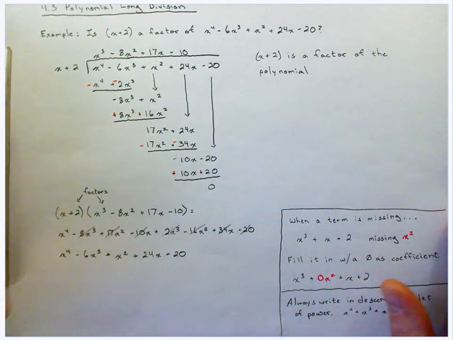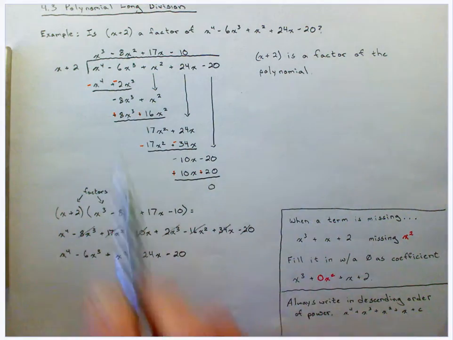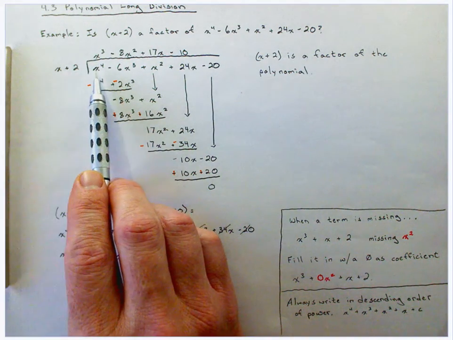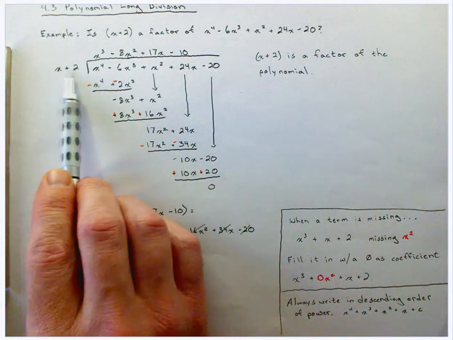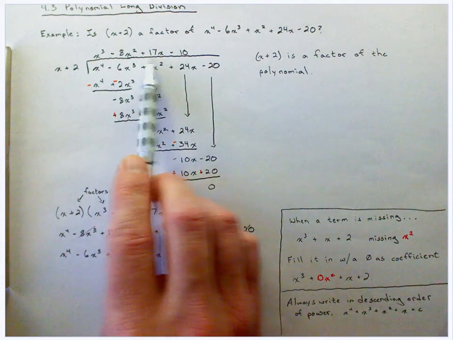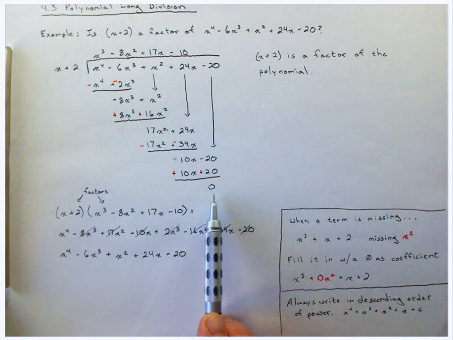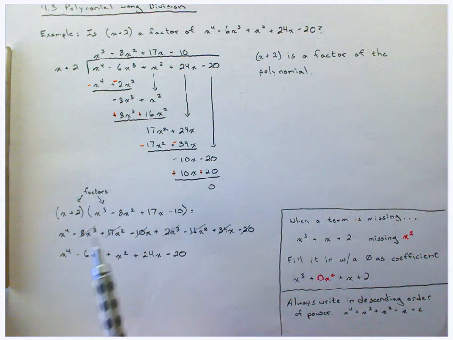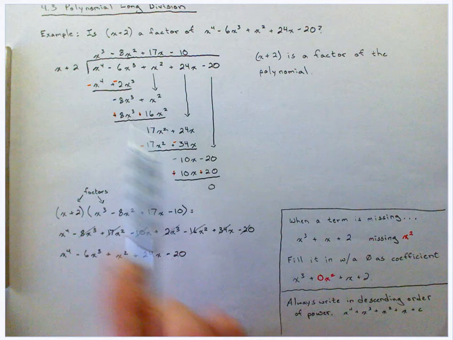Here is the polynomial in question, and I have x plus 2 as one of my factors. This is my polynomial. It is the dividend. This is the factor. It is the divisor. This polynomial up here is the quotient, and down here is the remainder. So let's walk through long division step by step, explaining how we came to this.